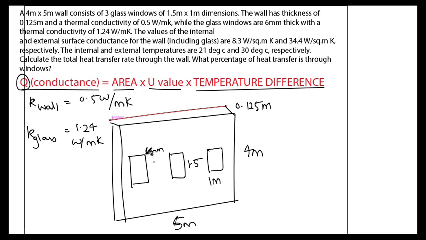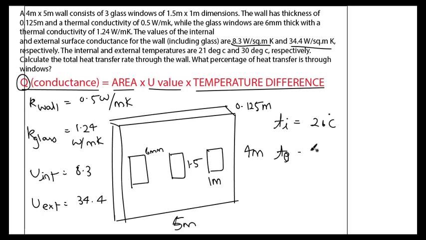Okay, and the values of internal and external surface conductance of the wall, here it is U value. So internal U value is 8.3. I'm not writing the units, it's watt per meter square Kelvin, and external U value is 34.4. The internal and the external temperatures are 21 degrees Celsius and 30 degrees Celsius, respectively. So internal is 21 and external is 30. Calculate the total heat transfer rate through the wall. What percentage of heat transfer is through the windows?